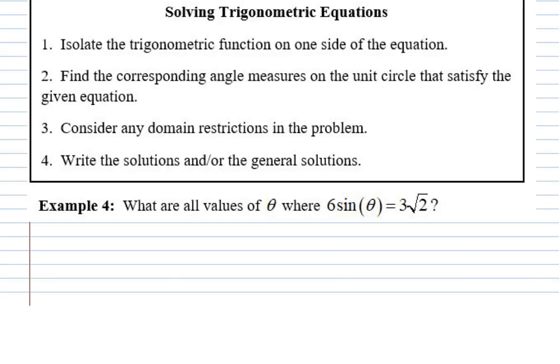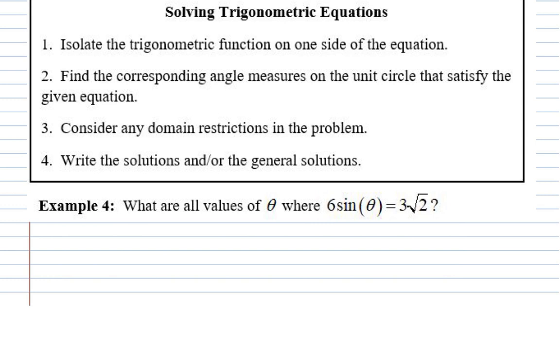So above you see 4 steps to solving trigonometric equations. Isolate the trig function on one side of the equation, find the corresponding angle measurements in the unit circle, consider any domain restrictions depending on if they give you arc sine or anything like that, and write the solution in the general solution. So it says, what are the values of theta where 6 sine of theta equals 3 square roots of 2?